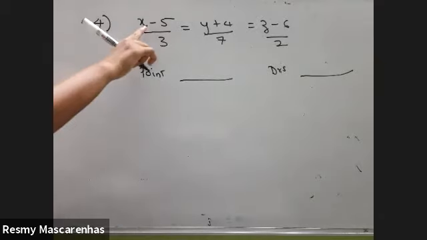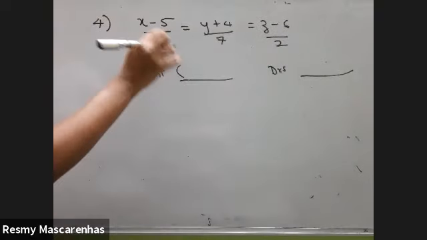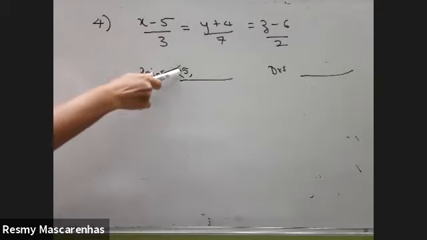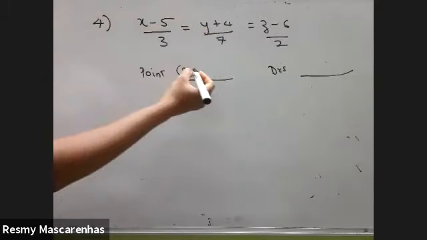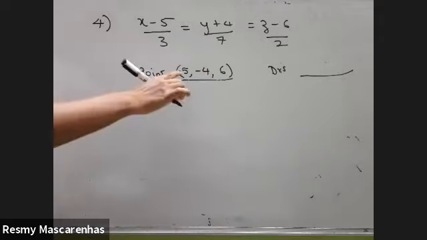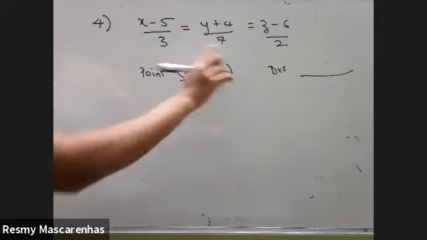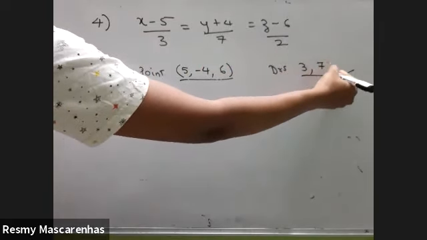So it is in this form. The point will always be at the numerator. It will be 5, always opposite sign. Minus means it will be plus. Now this is plus, so you have to take it as -4. And this will be normal 6. So the point is 5 comma -4 comma 6. And direction ratios will always be at the denominator: 3 comma 7 comma 2.